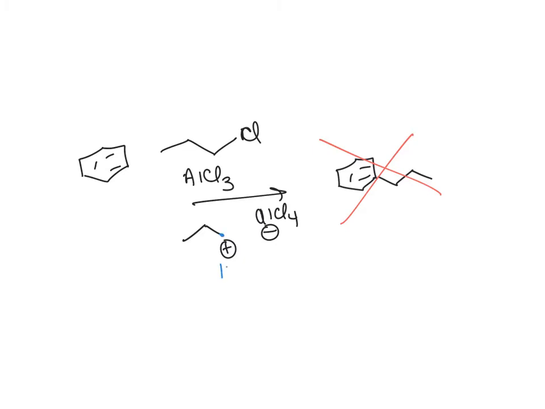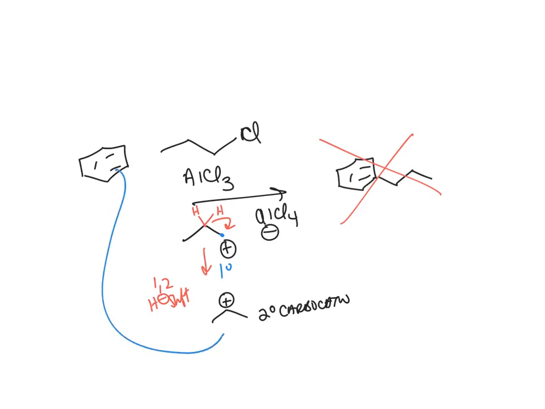But you do your carbocation test. That's a primary carbocation. Next door, you do a 1,2 hydride shift. Now you have a secondary carbocation. You know that's more thermodynamically stable, and so when this adds, your product is going to be isopropyl benzene.